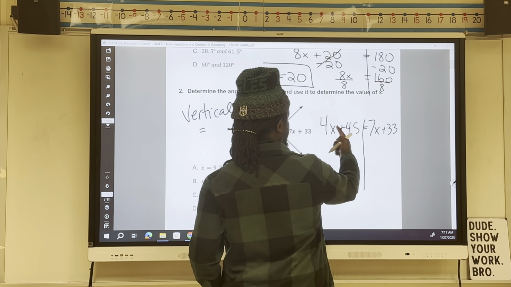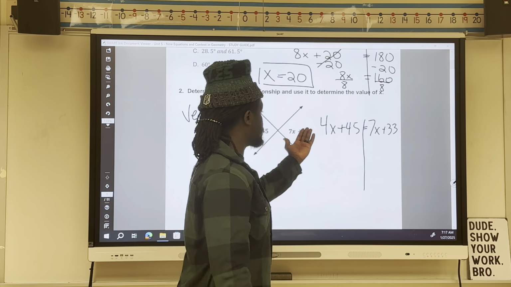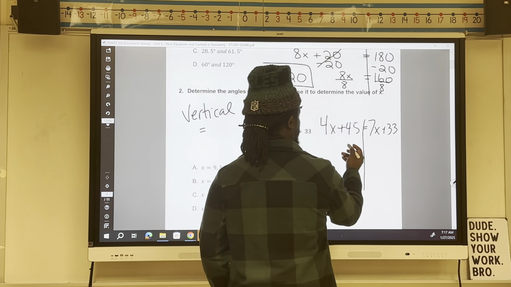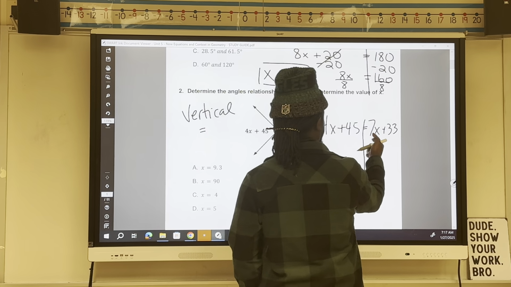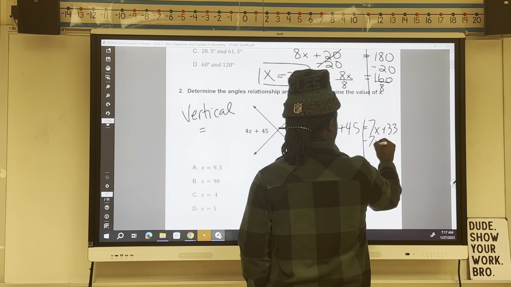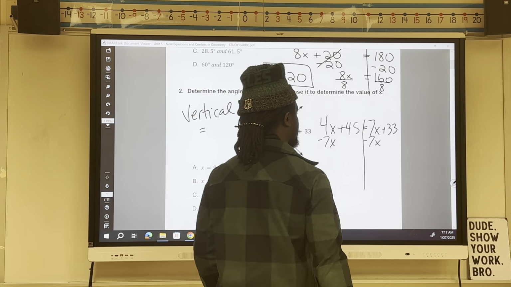We've always moved it to the left side. You can move it to the right side, all right? But for the sake of consistency, I'm just going to move it to the left side. To do that, this is a positive 7x over here, so I have to do the opposite of that. I'm going to subtract 7x on both sides.